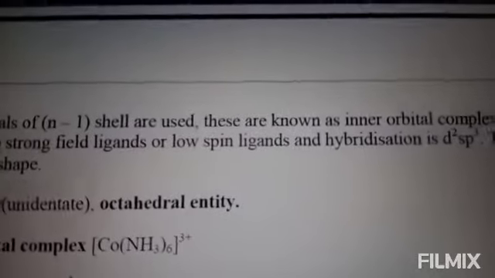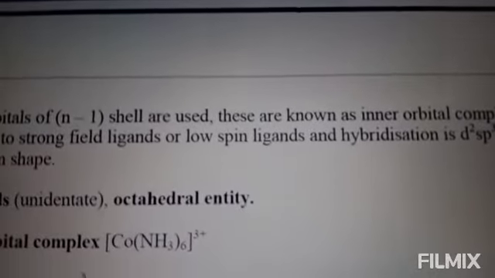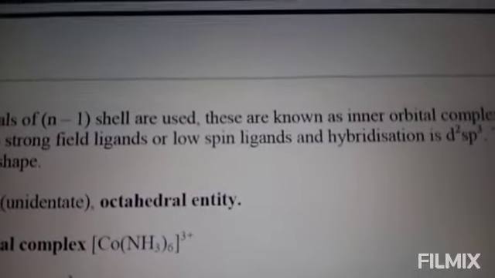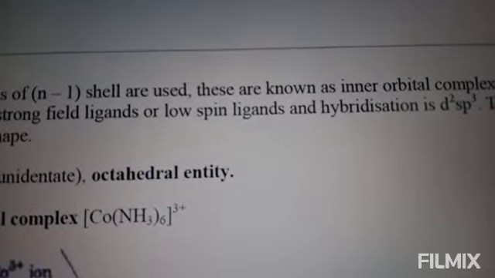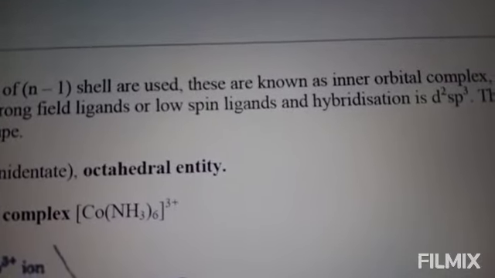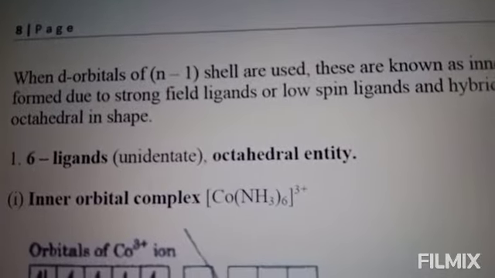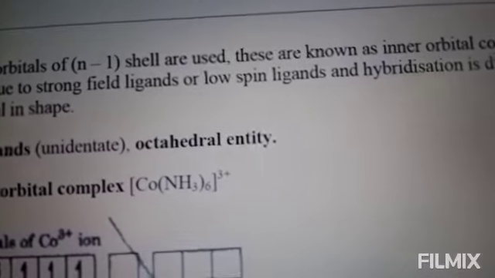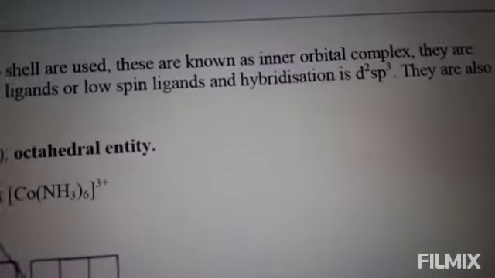Now we'll see about the inner orbital complexes. Okay, so when the d orbitals of the n-1 shell are used for chemical bonding, then they are known as an inner orbital complex.